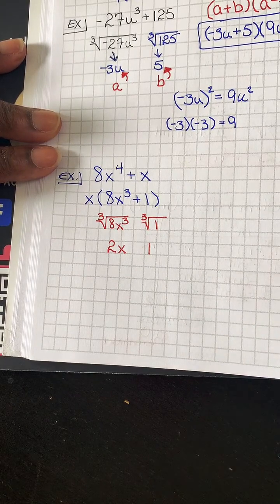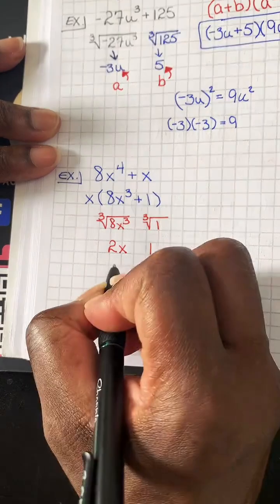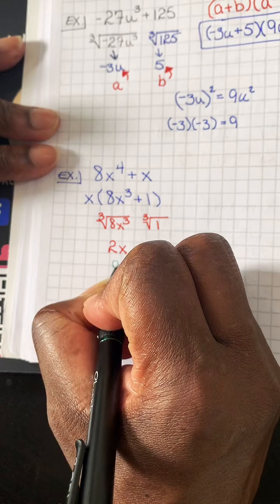Okay. So since we're looking at a sum, this right here, this is going to be your A.